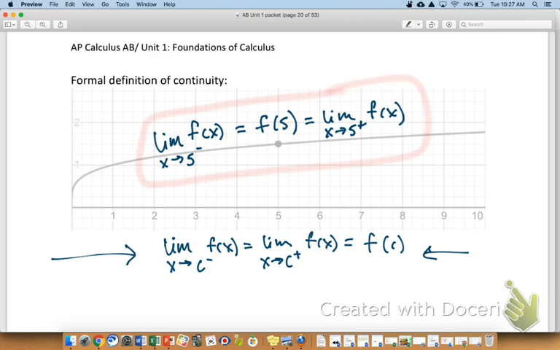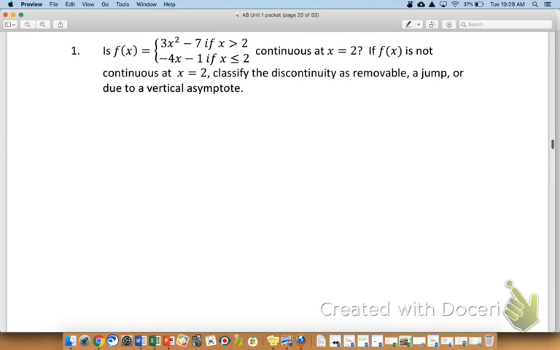So if you would, take a peek at our first question with these continuity type questions. Number 1 says, is f of x, that piecewise defined function, continuous at x equals 2? If f of x is not continuous, we're going to classify the discontinuity as removable, a jump, or a vertical asymptote discontinuity. So, if you're asked about continuity and you don't start off with that lovely limit statement that I just showed you, you're starting off in the wrong direction. So start off with that limit statement and you should be in good shape.